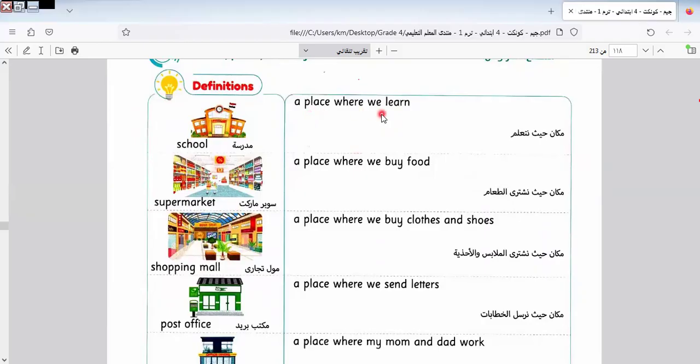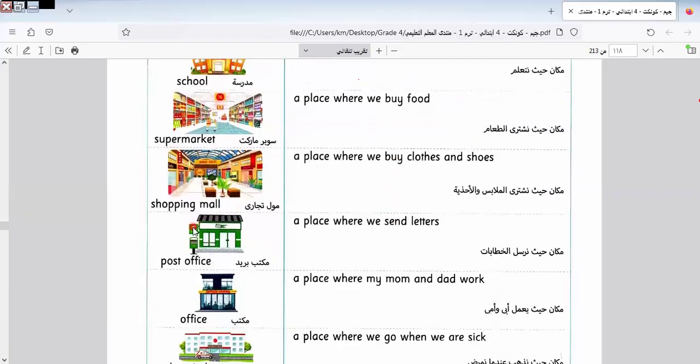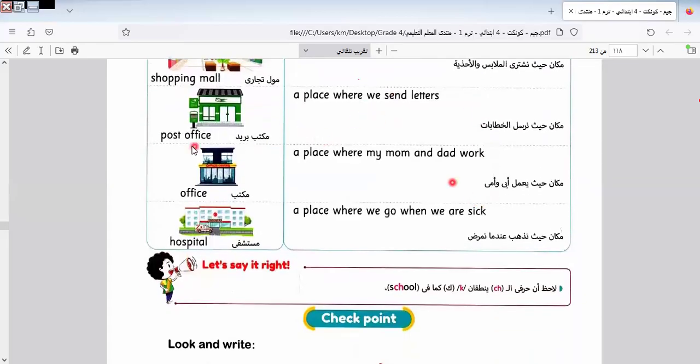So, a place where we learn. Supermarket, a place where we buy food. A shopping mall, a place where we buy clothes and shoes and make our parents spend all their money on clothes and shoes. Okay, not for food. Post office, a place where we send letters.